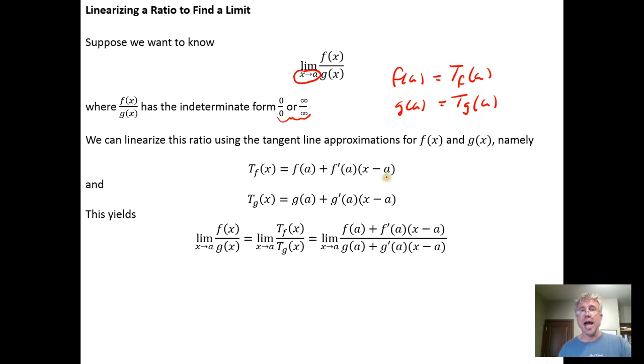So the idea is the tangent line approximation and the function have the exact same value at the number about which you've centered the tangent line approximation, which means that the limit as x goes to a of the ratio of f of x and g of x will be exactly the same as the limit as x goes to a of the ratio of the tangent line approximations. And here are the tangent line approximations.